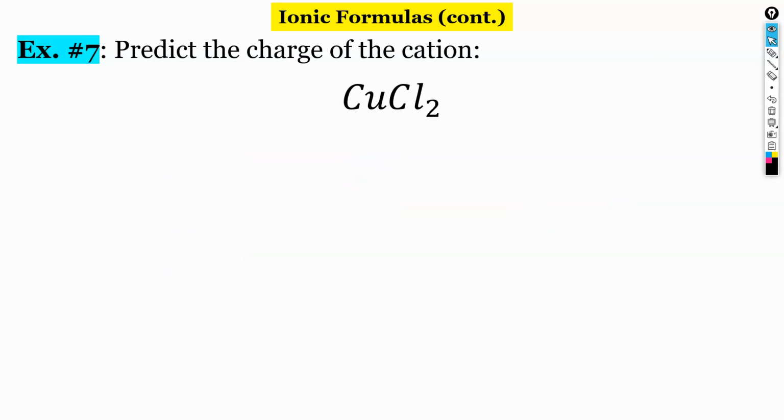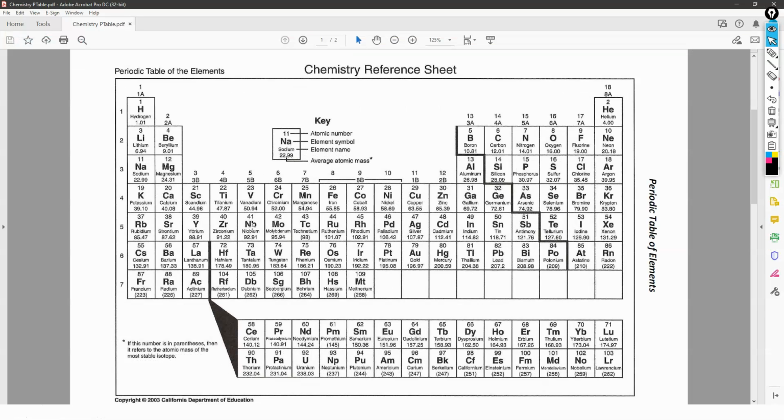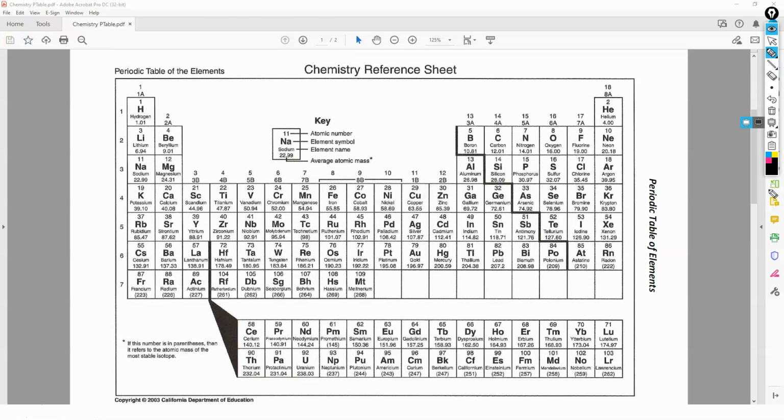Okay, let's look at something different. It says predict the charge of the cation. CuCl2? What? Copper? Wait a second. Copper is in the forbidden area of the periodic table. Copper is right here. And I'm pretty sure that we were told to pretend like this middle part of the periodic table didn't exist. Well, this is where that comes into play. So let's go back and look at that example.